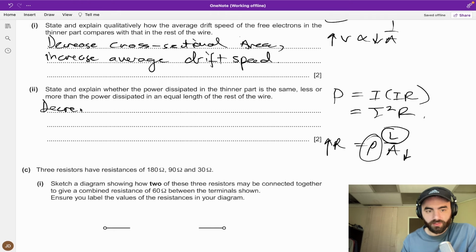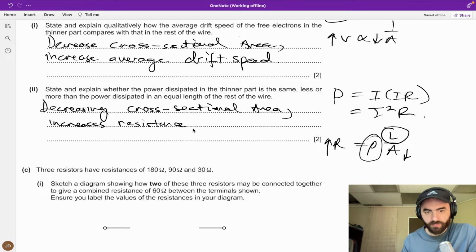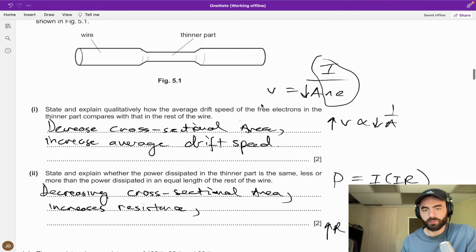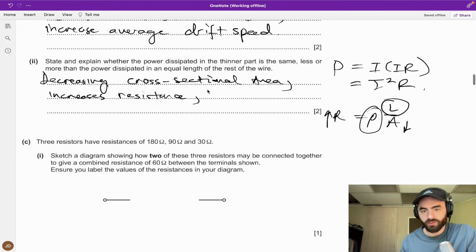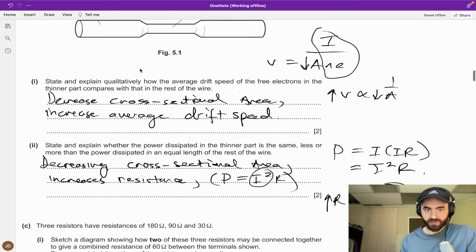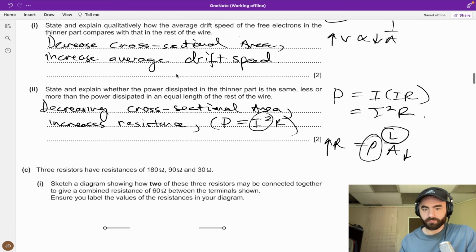So decreasing cross-sectional area, this increases resistance in the wire. So we've got an increase in resistance in here, and if we have an increase in resistance, well, because P equals I squared R, if we increase the resistance, then we're also going to increase the power, because the current in both of these things, the thick and thin part, is the same.